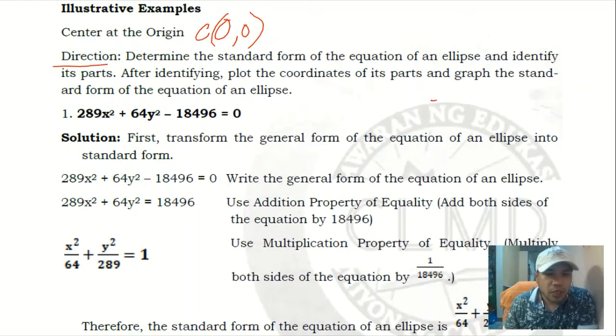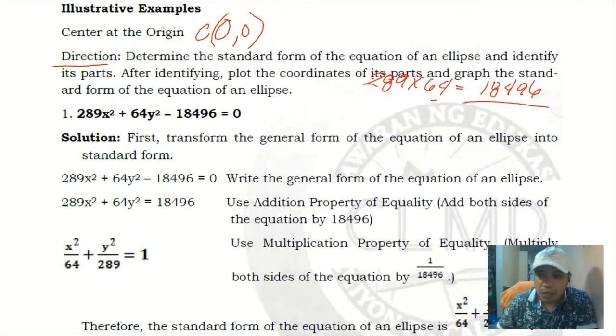So, given tayo ng 289x squared plus 64y squared minus 18,496 equals 0. But first, try to check if 289 times 64 is equal to 18,496. Kapag oo, ibig sabihin, factors ni 18,496 yung dalawang number.